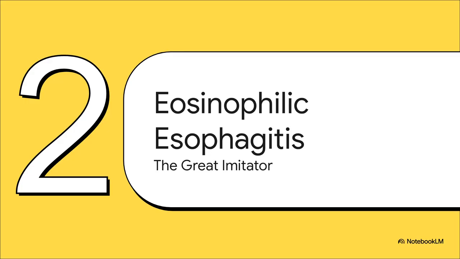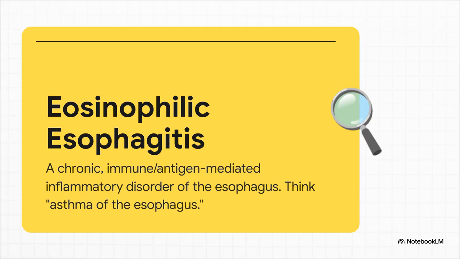Okay, remember our patient from the beginning, the young guy with asthma who has trouble swallowing? Well, that brings us to the great imitator, a condition you absolutely have to have on your radar in this situation, eosinophilic esophagitis. This is the big concept you need to grasp. Unlike GERD, which is a mechanical issue, EOE is an allergic disease. That analogy, asthma of the esophagus, is honestly perfect. It really drives home the idea that we're talking about inflammation triggered by allergens, usually something in their food.